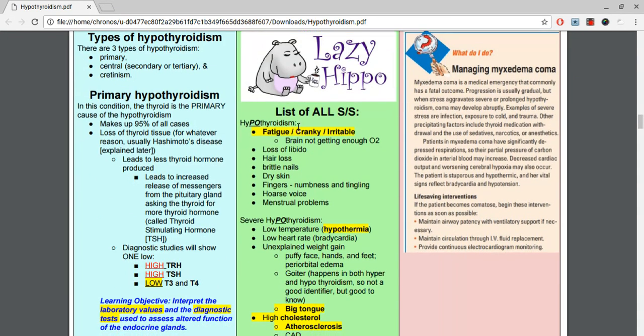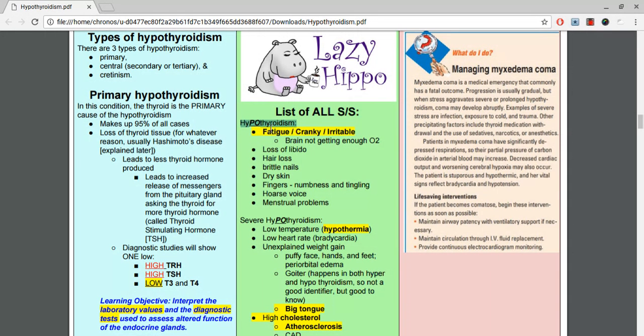So here I go into detail of all the signs and symptoms of hypothyroidism. So hypothyroidism, think fatigue. They're going to be fatigued. They're going to be cranky. They're going to be irritable. That's because their brain's not getting enough oxygen, as I explained earlier.